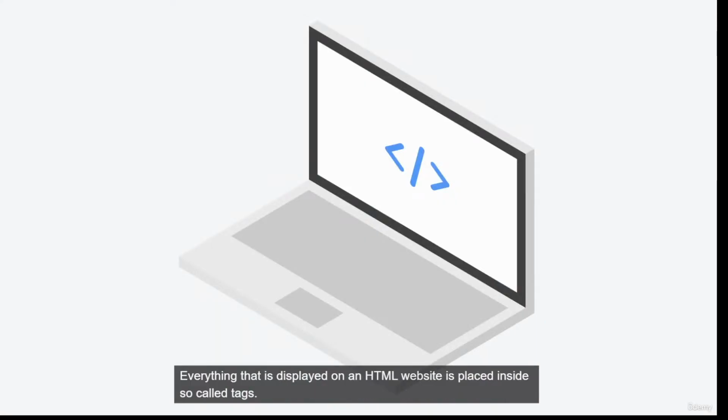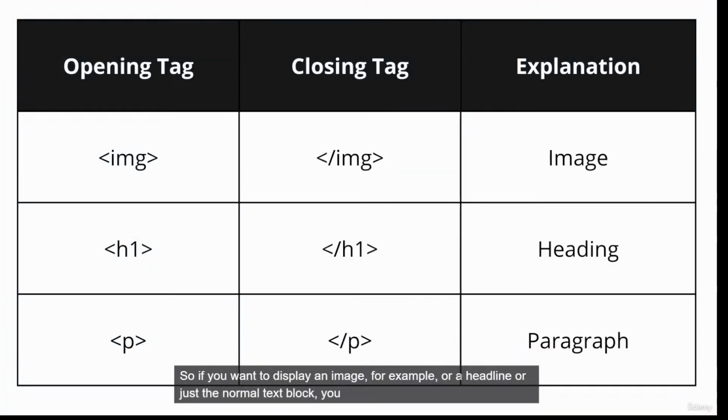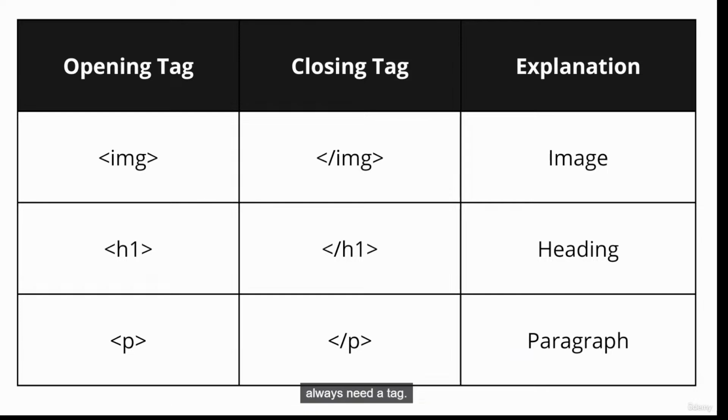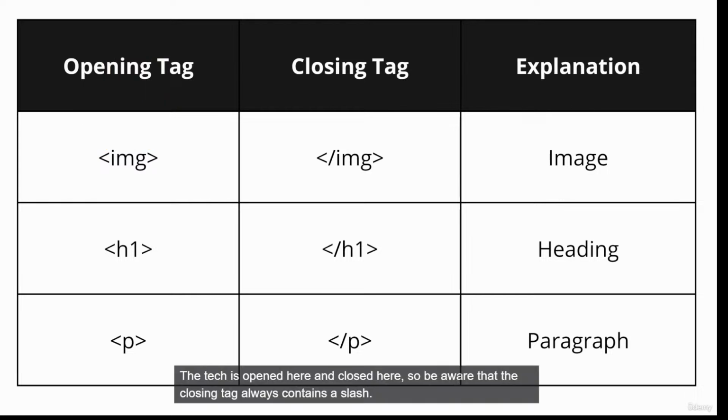Everything that is displayed on an HTML website is placed inside so-called tags. So if you want to display an image, for example, or a headline, or just a normal text block, you always need a tag. The type of tag is specified between angle brackets. The tag is opened here and closed here, so be aware that the closing tag always contains a slash.